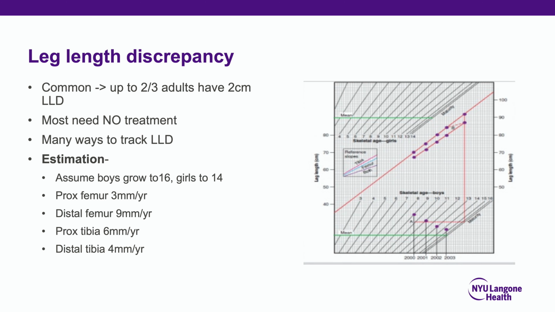Leg length discrepancy is quite common. Up to 2/3 of adults have a 2 centimeter leg length discrepancy, and most need no treatment. There's many ways to track this, but for the purposes of the examination, the easiest to remember is the estimation method, which you should all be familiar with. This assumes that boys grow until 16 and girls grow until 14. And it takes into account that the proximal femur grows at 3 millimeters per year, the distal femur at 9, the proximal tibia at 6, and the distal tibia at 4 millimeters per year.